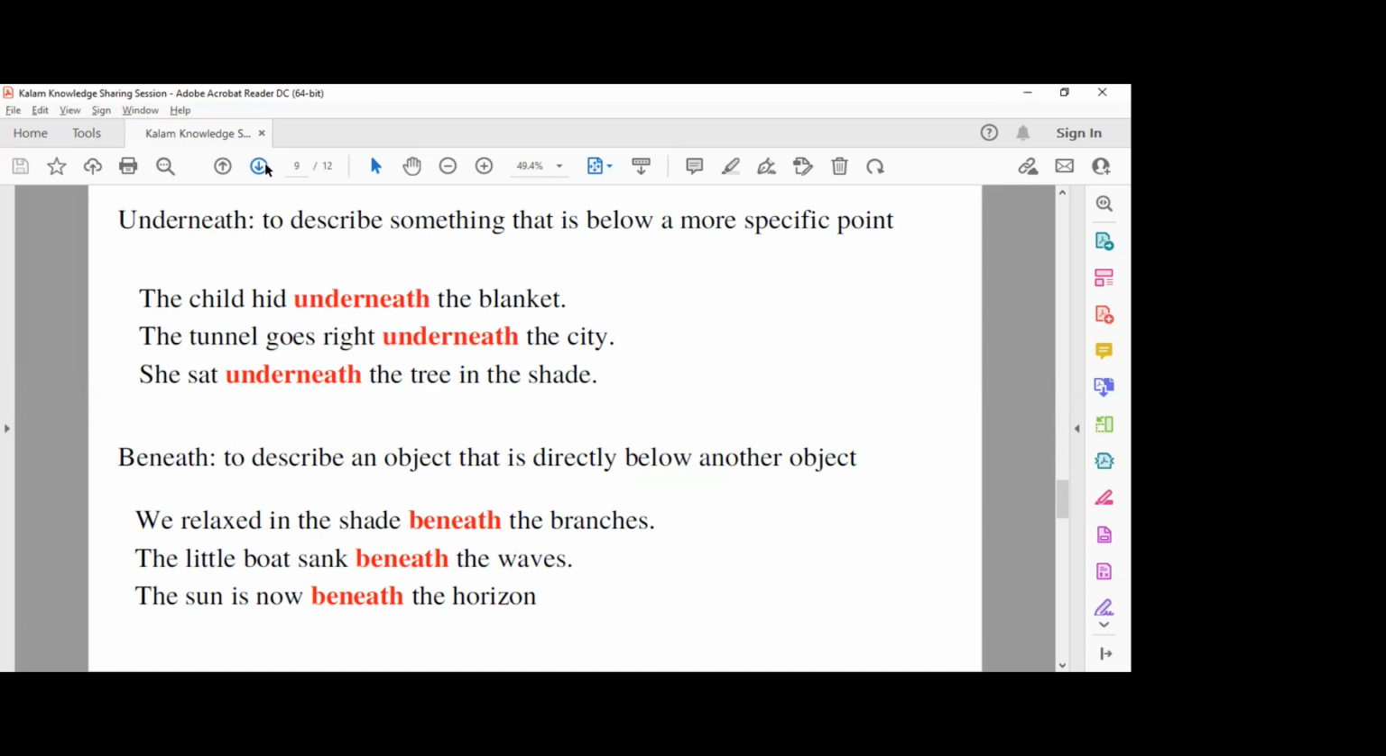Next one is: the little boat shrank beneath the waves. Here we are specifically pointing out the waves, so in that case we have to use beneath. Next one is: the sun is now beneath the horizon. Here also we specifically mention the horizon, so here also we have to use beneath.